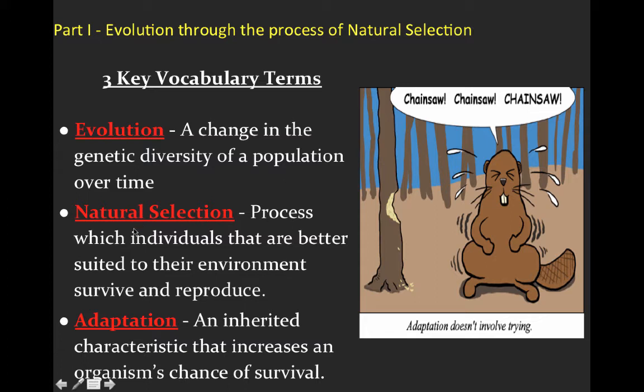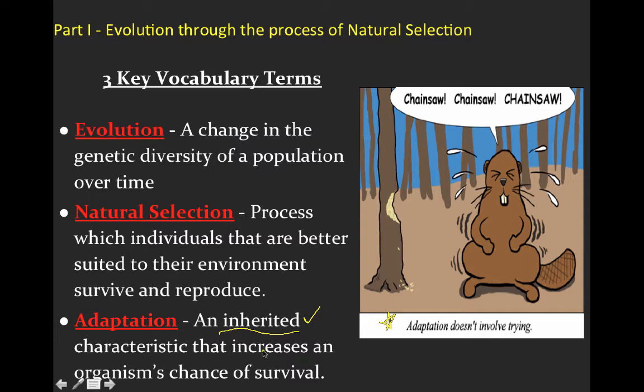So we have some key vocabulary, and another comic with the same Beaver friend talking about another common misconception. Adaptations do not involve trying, right? An adaptation involving trying has nothing to do with it. It's not a wish. It's not something that can happen. He can't make that hand turn into a chainsaw to help him better survive and reproduce. Adaptations are inherited, and that's the first thing we talk about here.